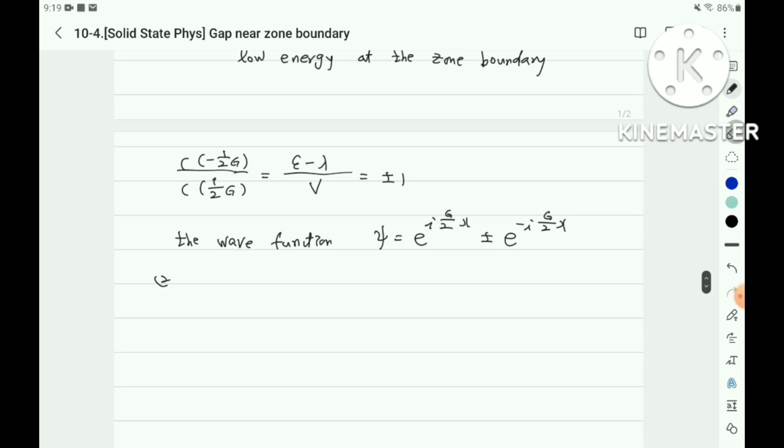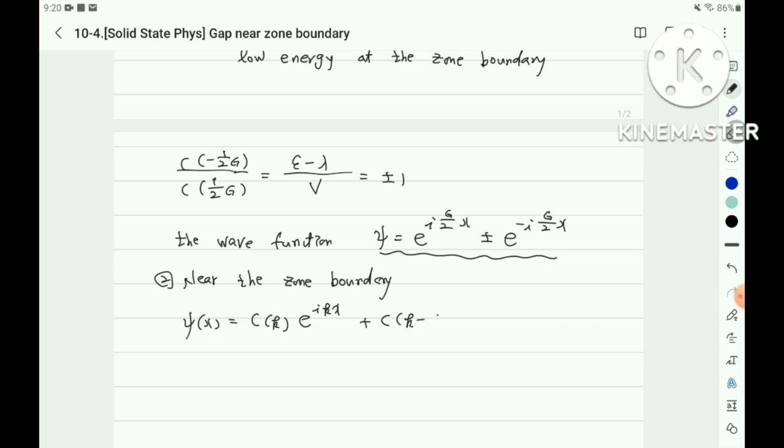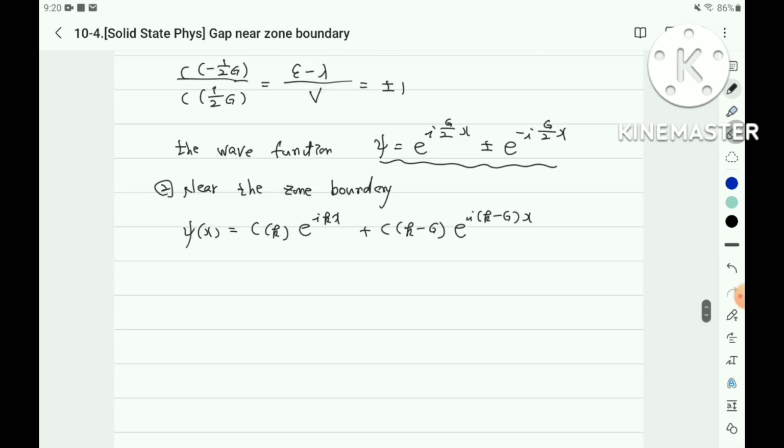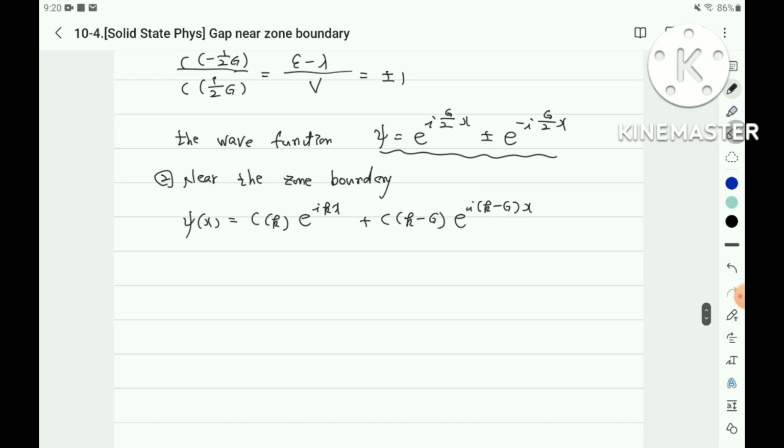Secondly, let's consider near the zone boundary. Near the zone boundary, the wave function is not exactly written like this. In general, psi(x) is c_k exponential i k x plus c_{k-g} exponential i (k minus g) x. It is a general expression of the wave function near the zone boundary. Therefore, the central equation also should be general.